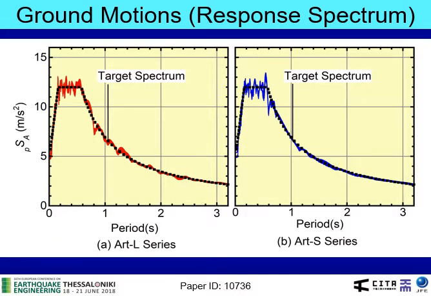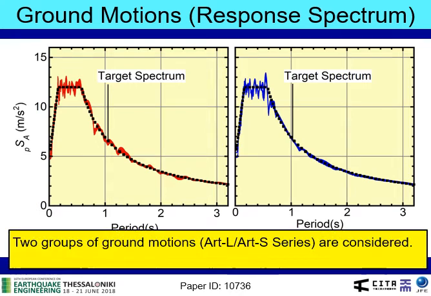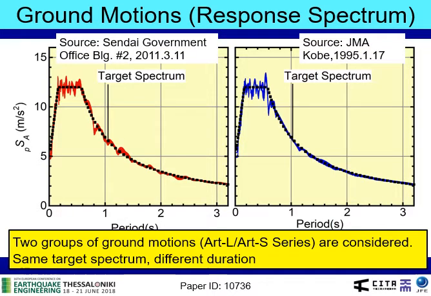Here shows the pseudo acceleration response spectrum. In the study, two groups of artificial ground motions with the same target response spectrum are considered. The one group is at L, the other is at S. Note that the difference of the two groups is duration, which may affect the strain hardening effect. In this analysis, 12 artificial ground motions are generated in each group.